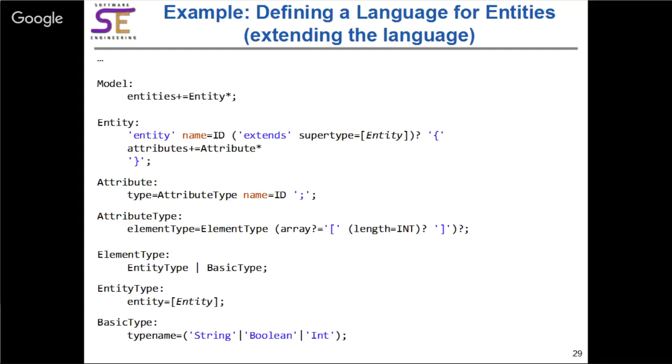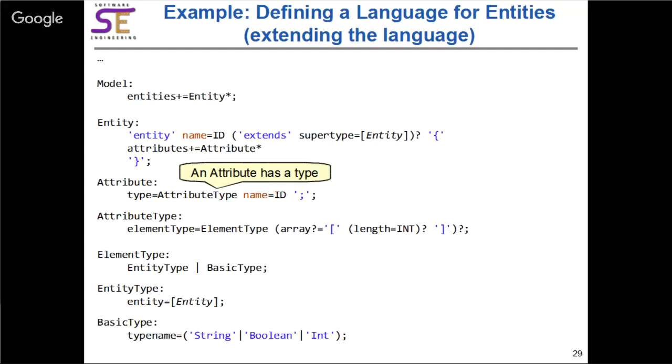So again, what did we say? We say an attribute is now something that has an attribute type. The type can be an element type. An entity type refers to an entity, and element type can be entity type or basic type. And the basic type is either the string string or the string int.